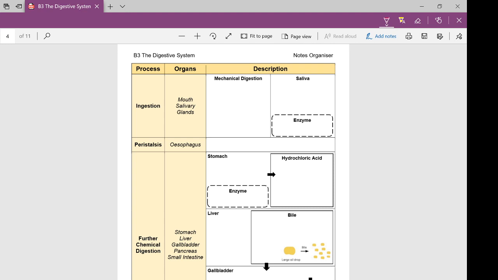Now there's going to be quite a few keywords involved, but a lot of these keywords are not brand new.